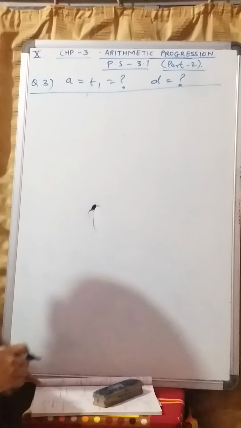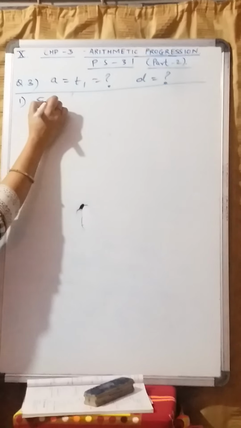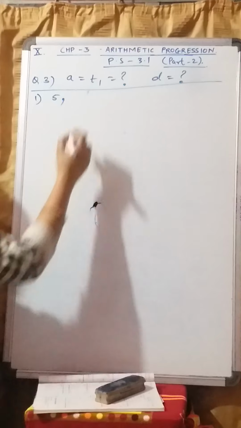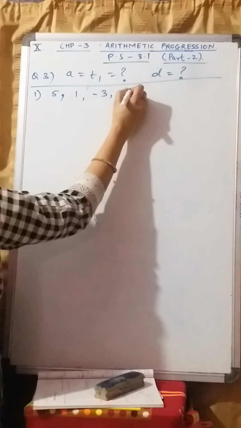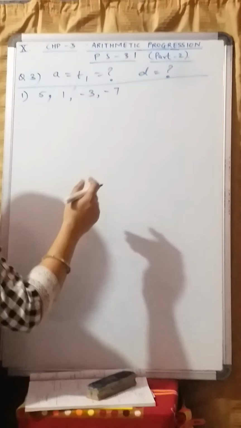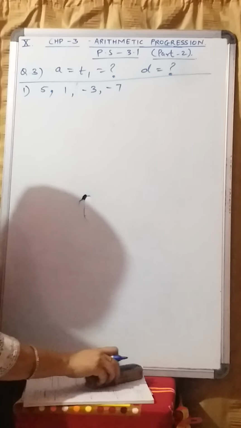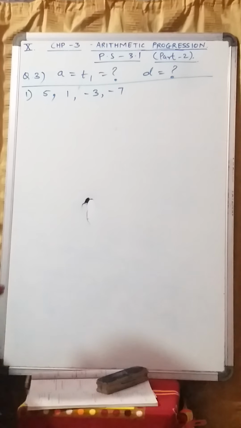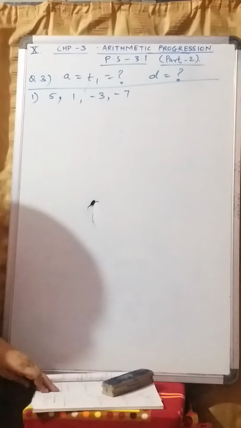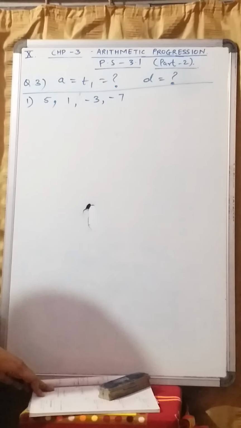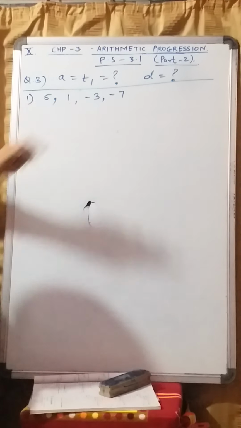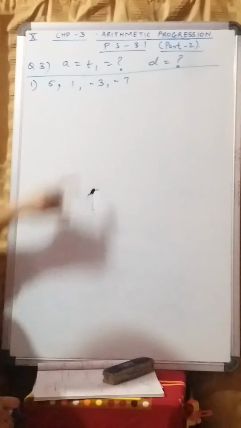Now the first question is 5, 1, -3 and -7. This series is given to you. This is an AP, it is already given. Then find the first term and the common difference for each of the AP. You have to just find A and D.